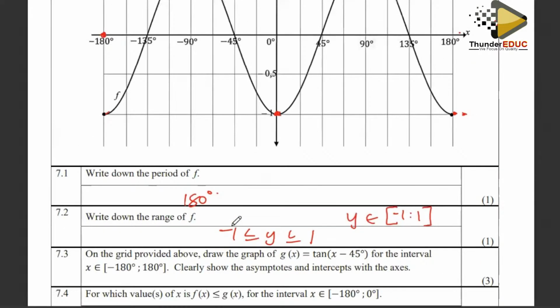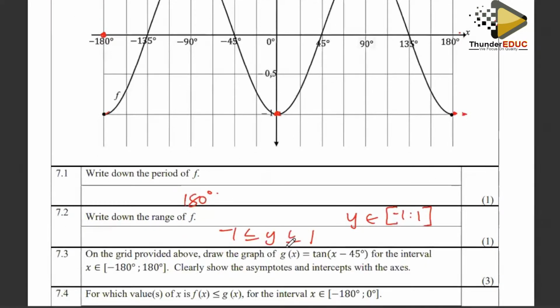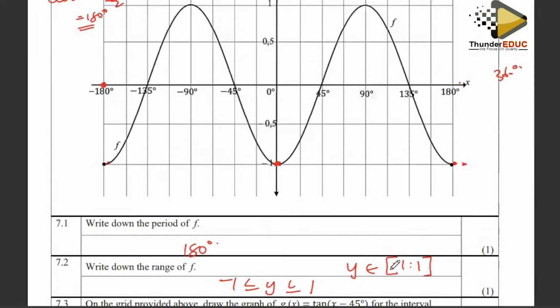7.3, they want us to sketch. With the sketching, we're going to use our calculators. The graph is tan of x minus 45. We're just plotting one graph, so we don't have to use the other graph. The starting point is -180. The end point is +180. The step is 45. There we go.